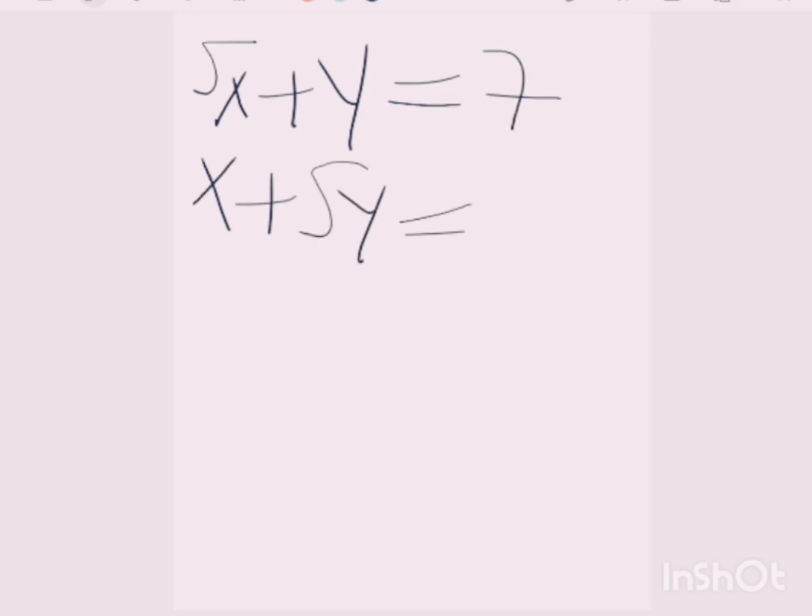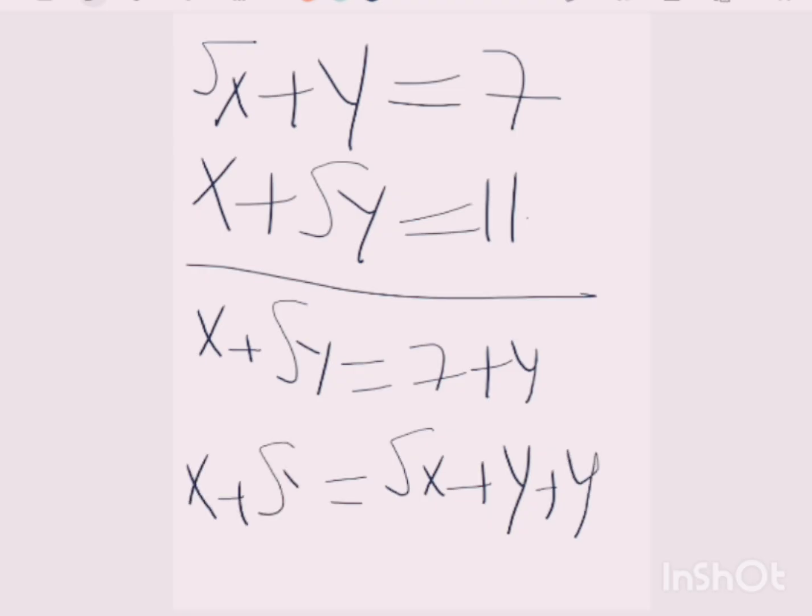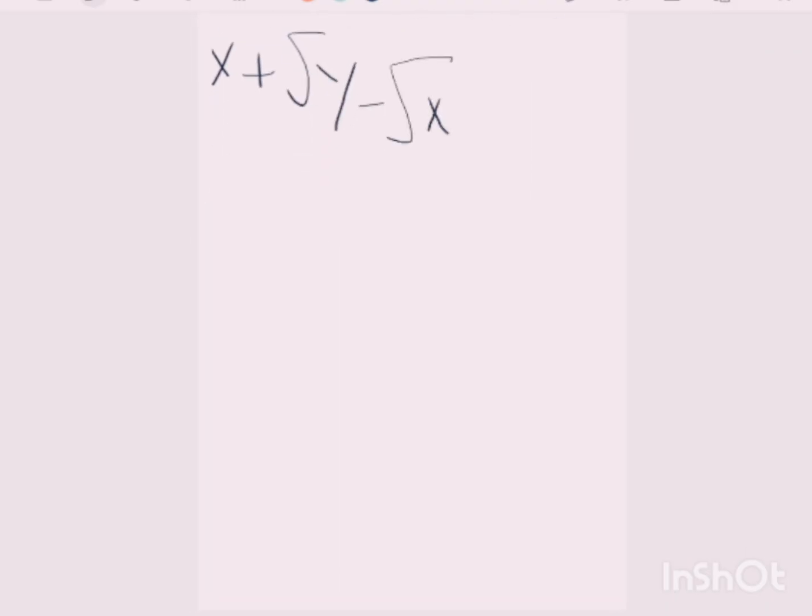Okay, so now let's write here what we have to write. The question was root x plus y equals 7 and x plus root y equals 11. Basically you can do one thing: 7 equals root x plus y, and adding 4 gives x plus root y. So x plus root y minus root x minus y equals 4.